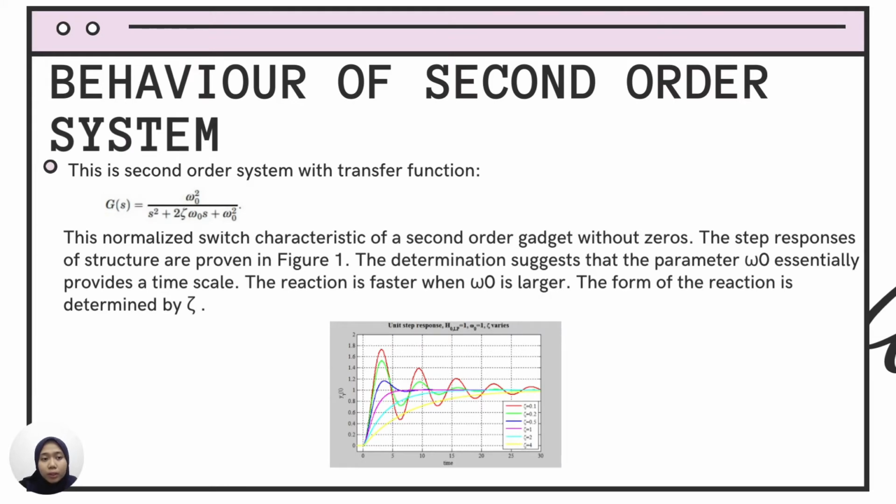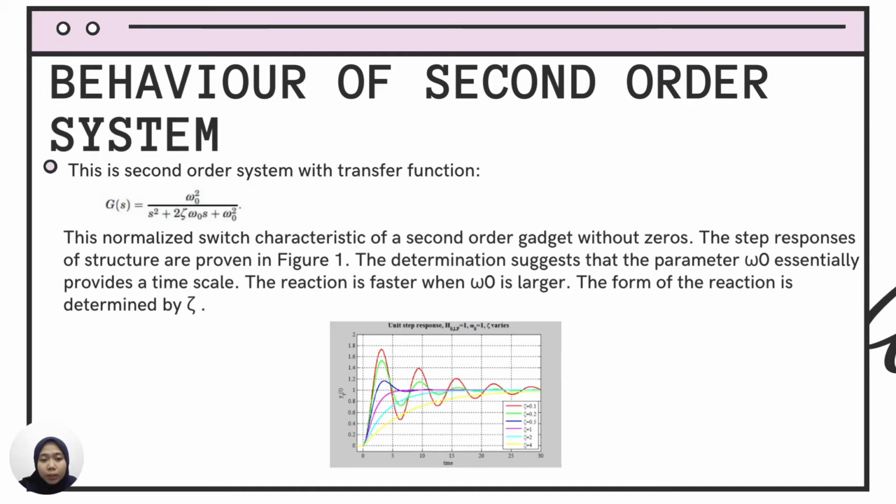Behavior of second order system. This is a second order system with transfer function, where G(s) means transfer function, and this is the equation. This normalized switch characteristic is of a second order gadget without zeros. The step responses of the structure are shown in figure 1.